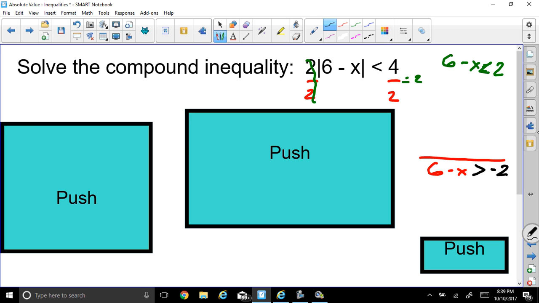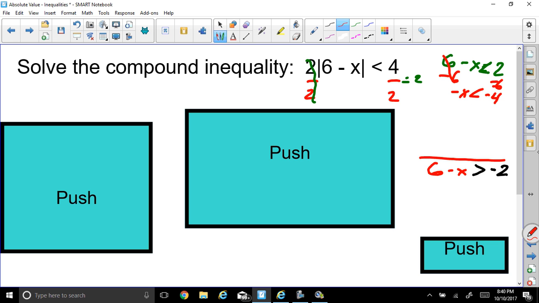Okay, so let's solve it. Minus 6 from both sides. That way the 6's cancel out. We have a negative x less than 2 minus 6, or 2 plus negative 6, is negative 4.